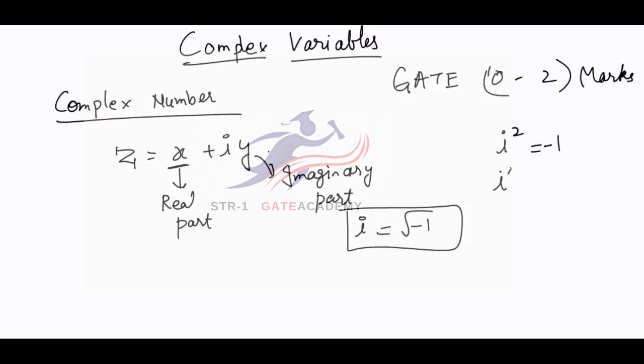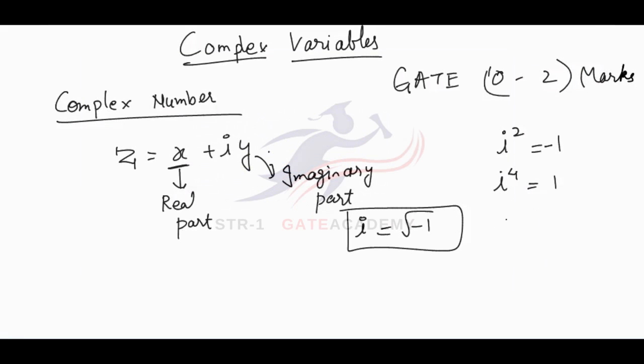What is iota power 4? Iota power 4 will be 1. What is iota cube? Iota cube will be minus iota. How? Iota cube is iota square into iota. Iota square is -1, so it is -1 into iota, or minus iota. Why am I telling you these things? Because in the paper, very fundamental level questions are sometimes asked on this.